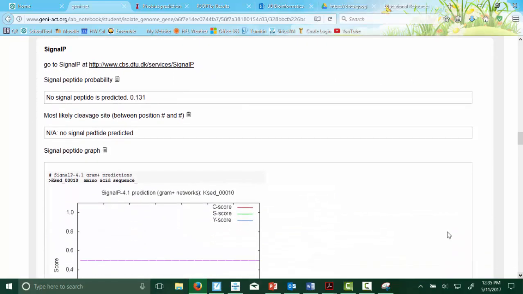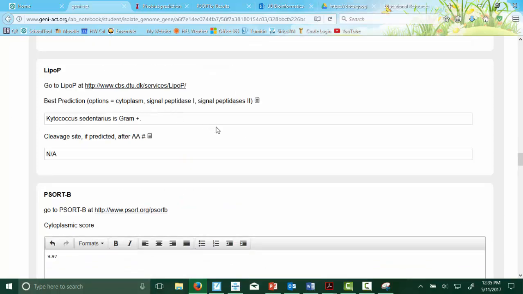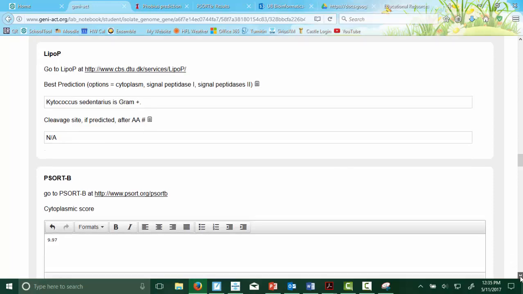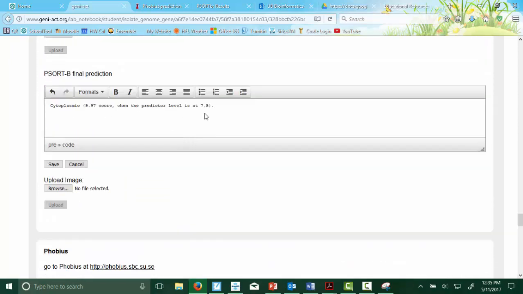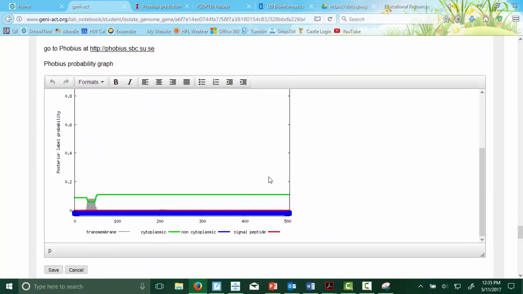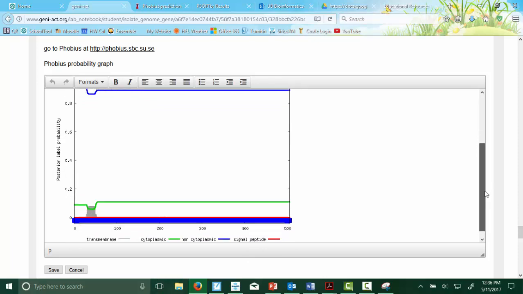With SignalP, we were looking for a signal peptide, which would signal that protein to be secreted outside of the cell, and we found that no signal peptide was predicted. And we had a graph for that. It did not reach the threshold that we needed. LipoP didn't apply because KSED00010 is gram-positive. LipoP would apply if you had a gram-negative bacteria. PSORTb gave us a really high cytoplasmic score. PSORTb said cytoplasmic, yep, very high. And then Phobius was telling us that it doesn't have a signal peptide, and it's not likely to be transmembrane at all. So they really all kind of confirm each other.